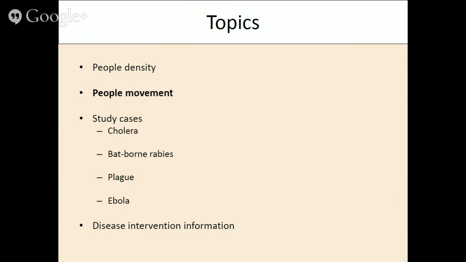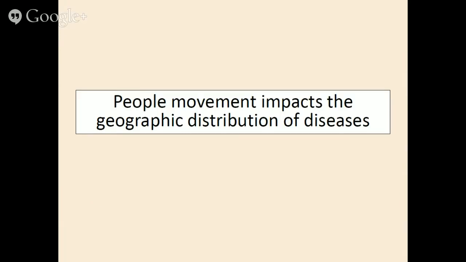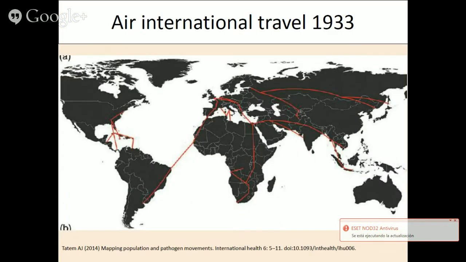Now let's talk a bit about people movement. The same case, people movement affects the geographic distribution of diseases. I would like to start showing this global map of the air international travel in 1933, and you can see that there are just few routes at that moment. And so just few people were traveling across continents and across long distance.